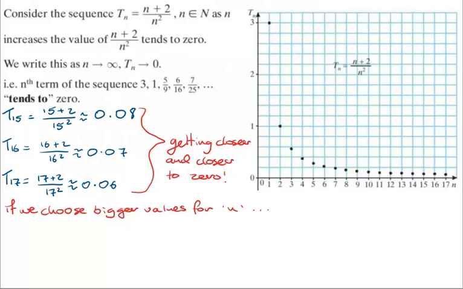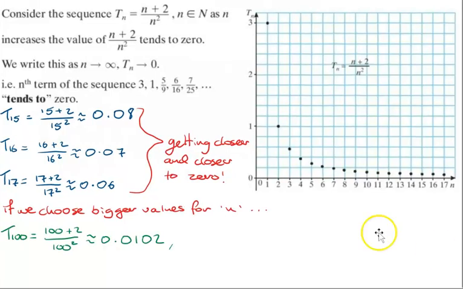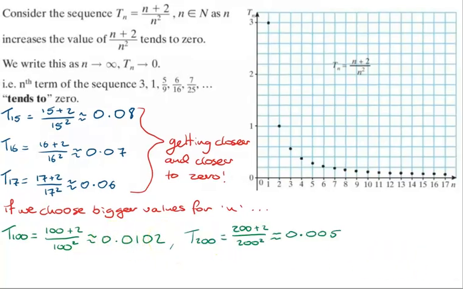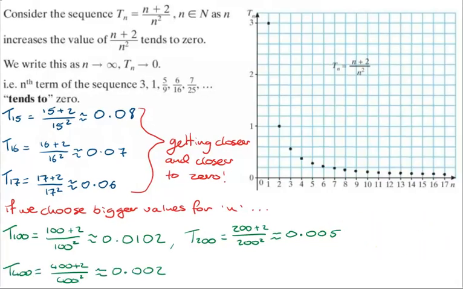If we choose bigger values for n, so our graph only goes up as far as 17 on the n-axis, but we can choose to input any n value we want. So let's say we went for 100. If we sub in 100, we get 0.0102. So a very, very small number now, very close to 0. If we sub in 200, we get an even smaller number, 0.005 for our output. If we sub in 400, a bigger n value again, so term 400, 0.002. So we're getting smaller and smaller, closer and closer to 0.